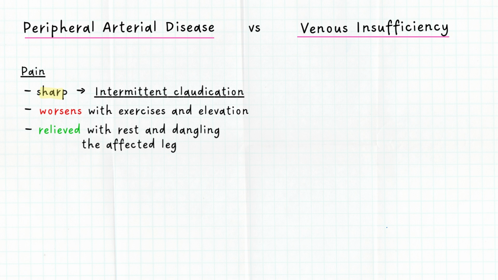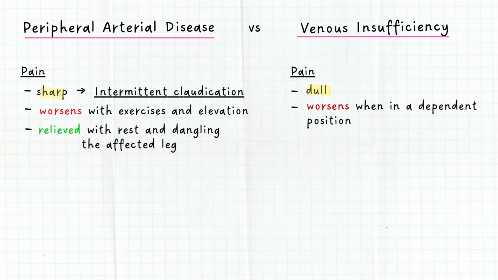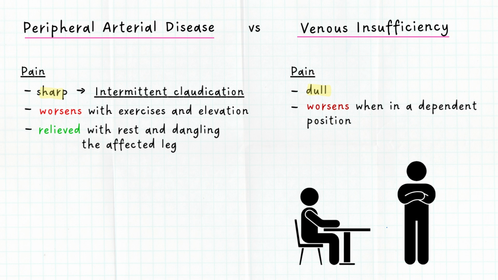Patients with venous insufficiency can also experience pain caused by swelling in the affected leg. But unlike PAD, pain from venous insufficiency is dull and worsens when the affected leg is in a dependent position, such as sitting or standing due to increased pressure from swelling, and improves with elevation, which relieves the pressure from swelling. Pain in venous insufficiency is not associated with exercise.